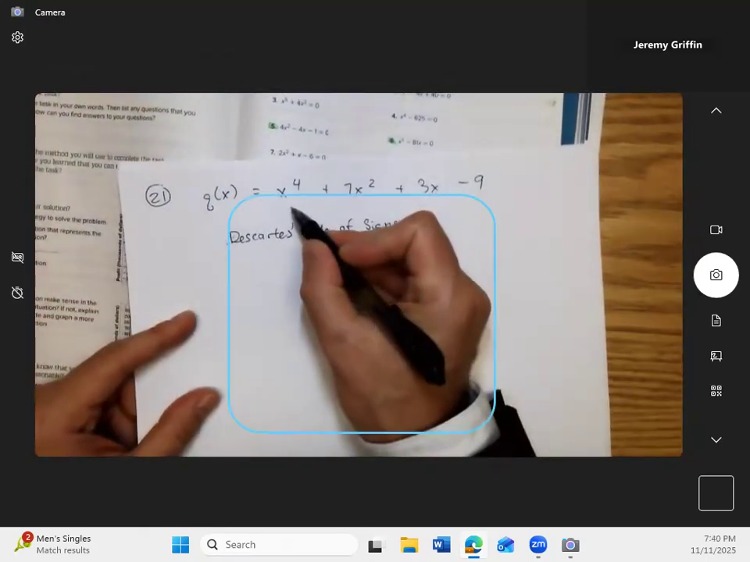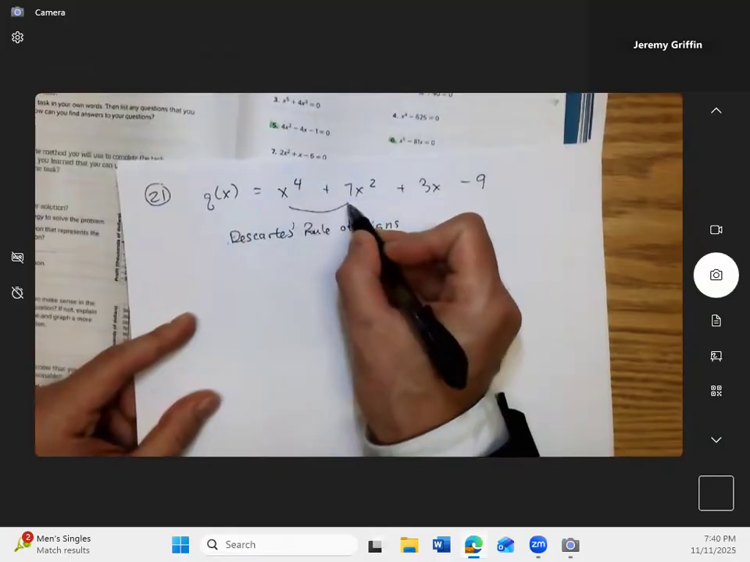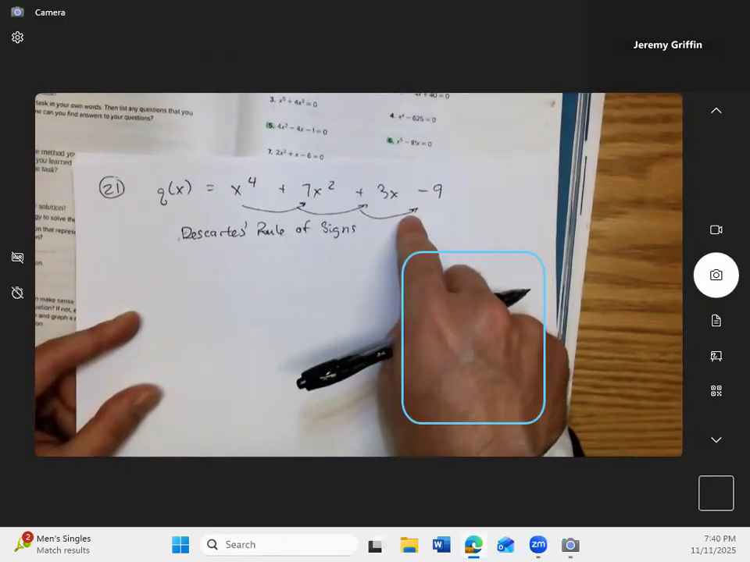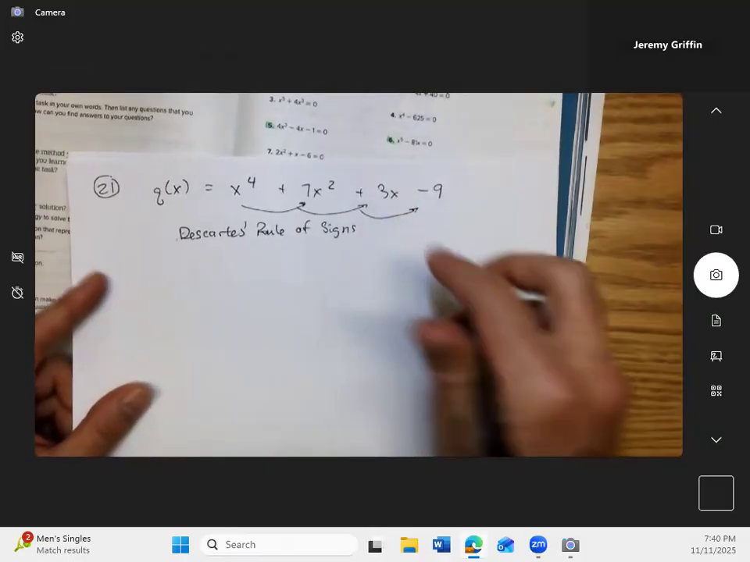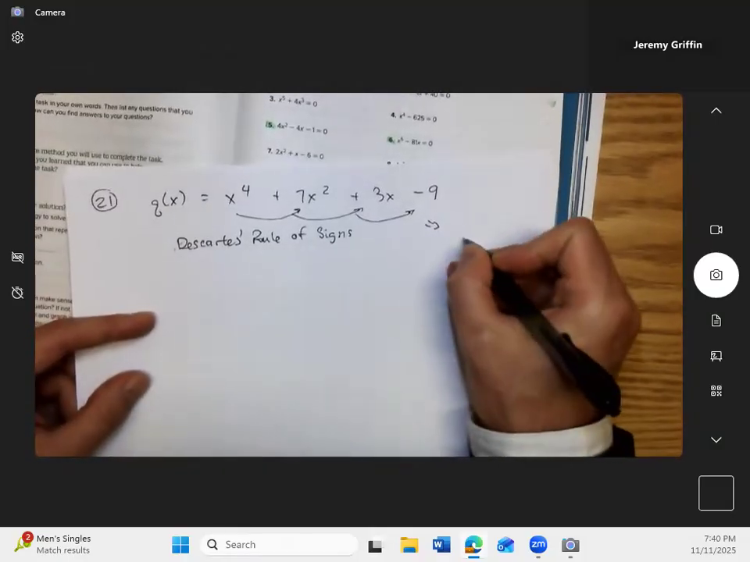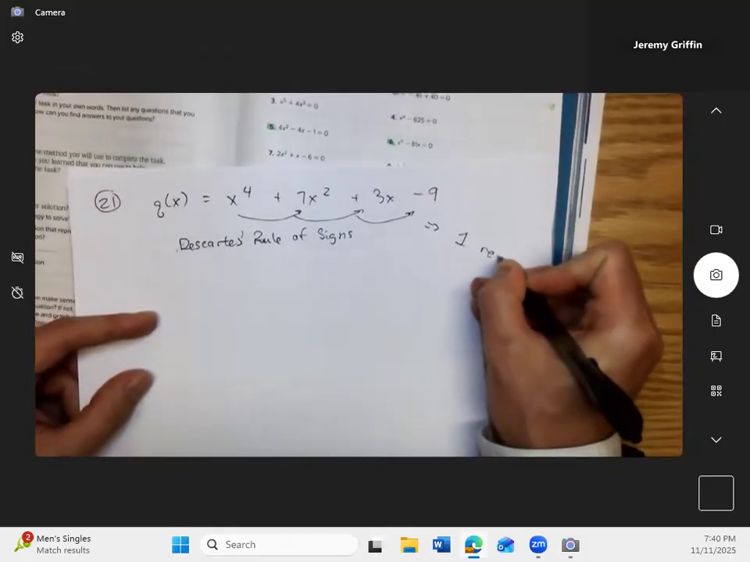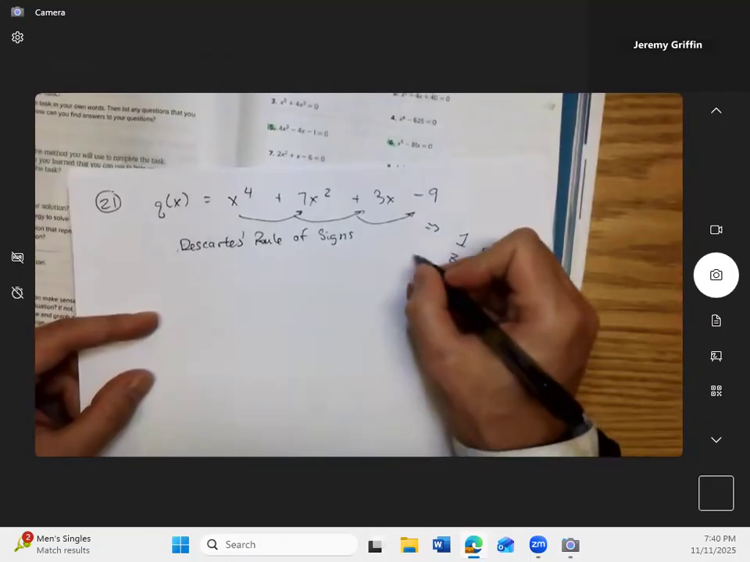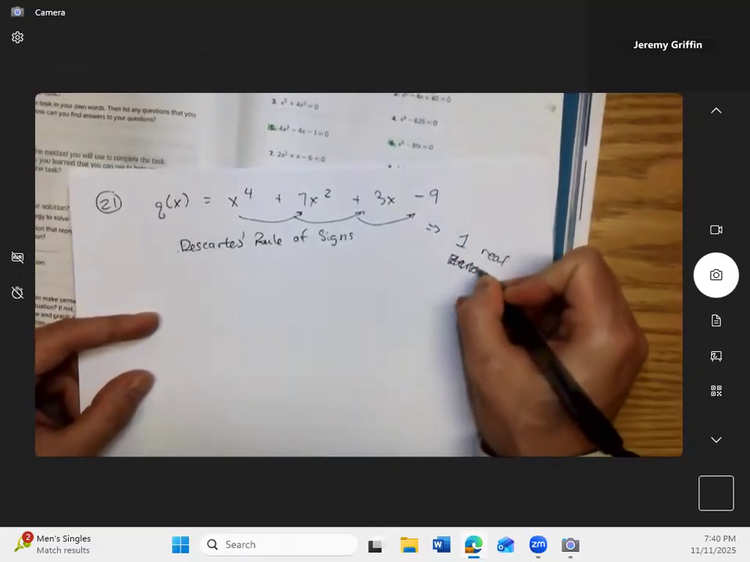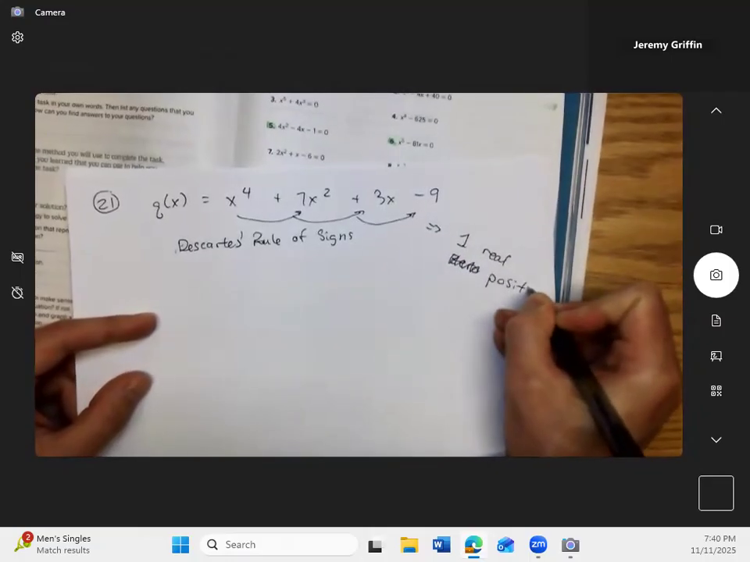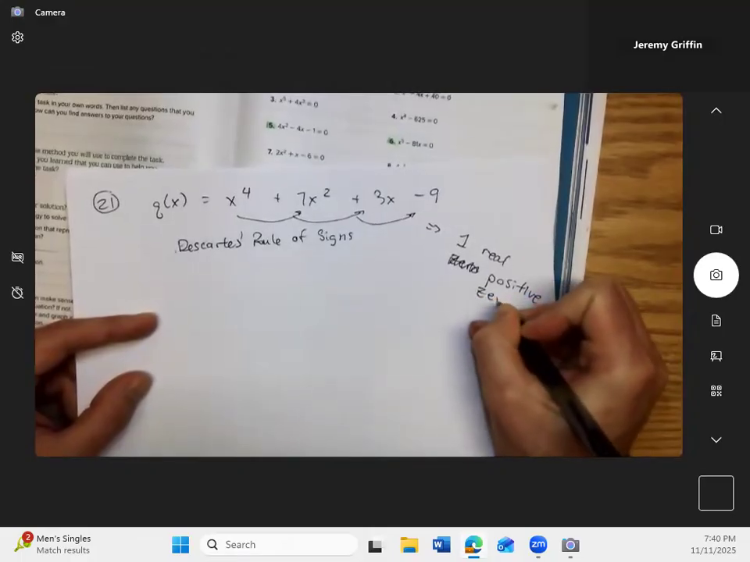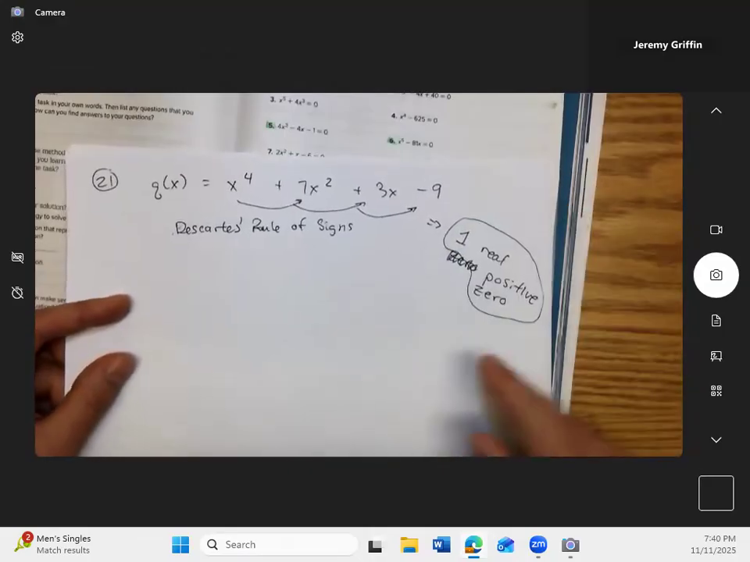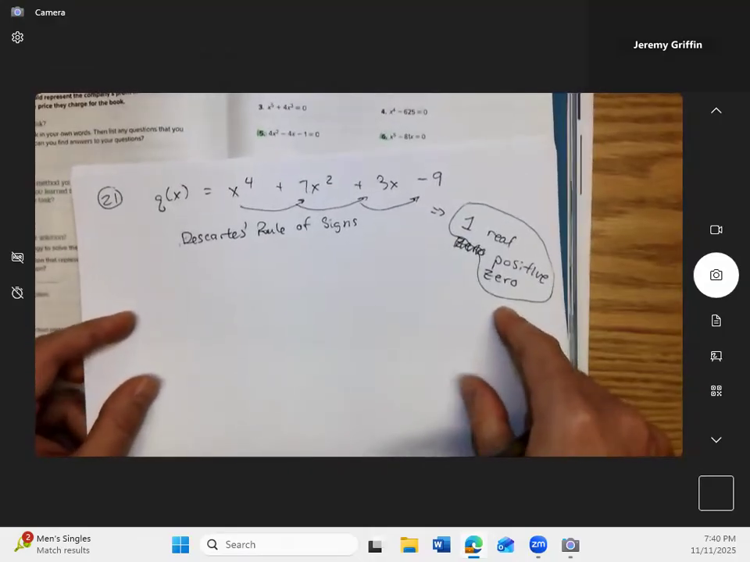So this is a positive term, positive, positive, negative. There's only one sign change, between these last two terms. That means, therefore, we should be looking for one positive real zero, which you saw on the Desmos graph anyway. So that's consistent with the graph you just saw.